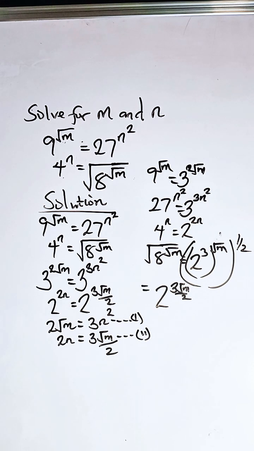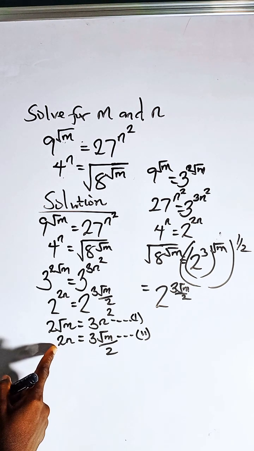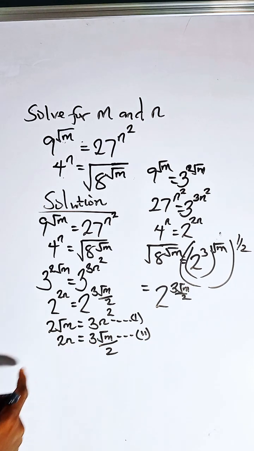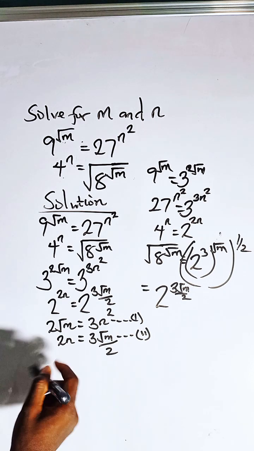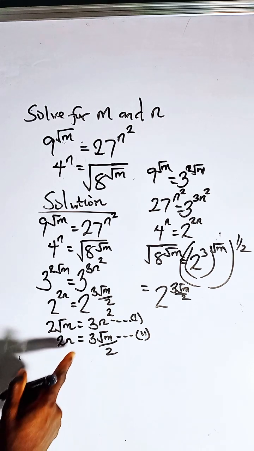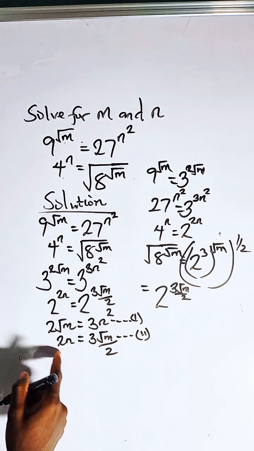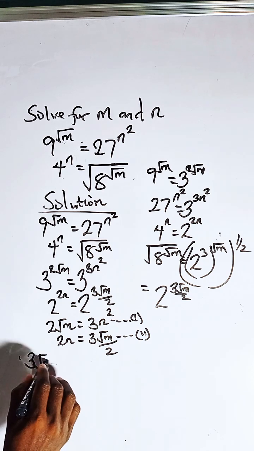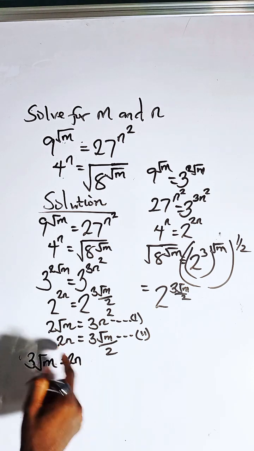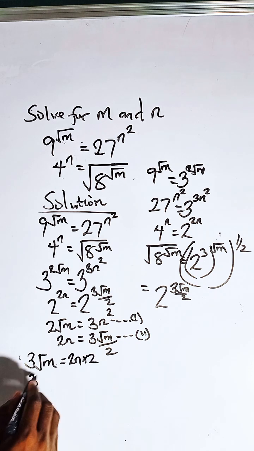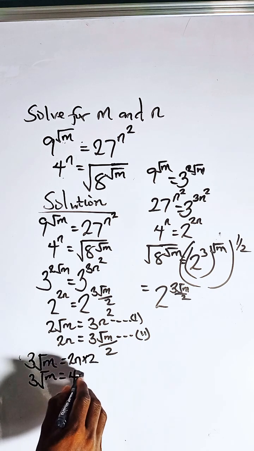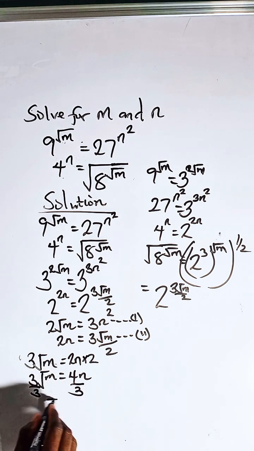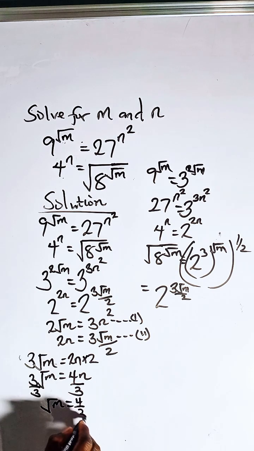Let's start with equation 2 and try to bring out root m from it. So what do we need to do? We can cross multiply. We have 3 root m equals 2n times 2, so 3 root m equals 4n. Let's divide both sides by 3. When we do that, we have root m equals 4 over 3n.